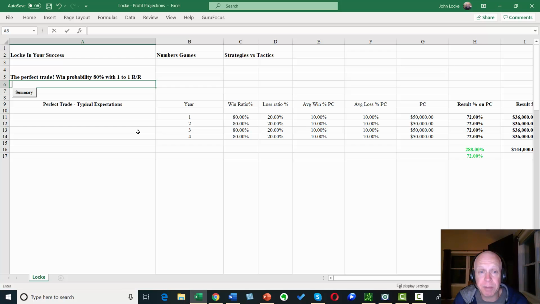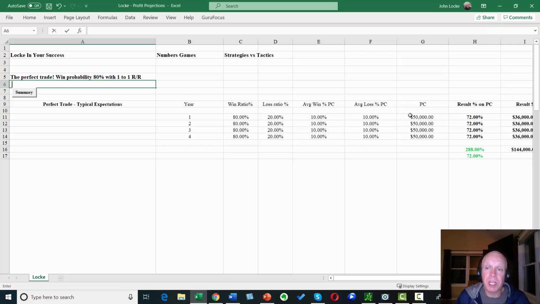So where we had that type of trade, this is what a lot of traders would expect to see, right? Our typical expectation is a trade with an 80% win ratio, meaning it wins 80% of the time. If it wins 80% of the time, that means it loses 20% of the time. Let's just say we have an average win of 10%, or a profit target of 10%. When we win, we generally are going to win 10%, and when we lose, we're generally going to lose 10%.